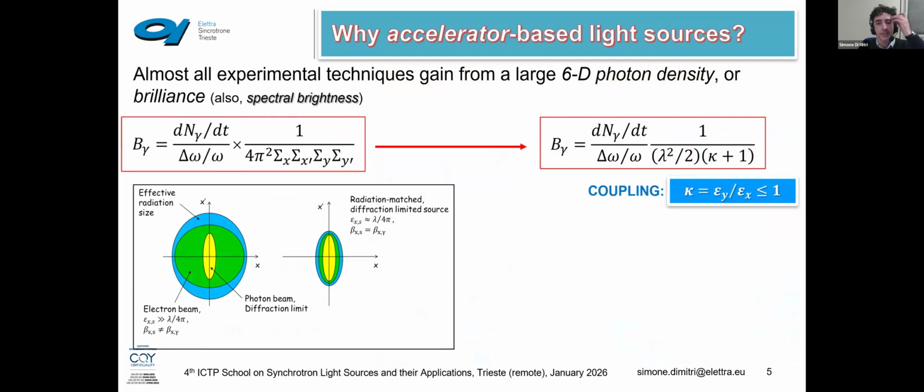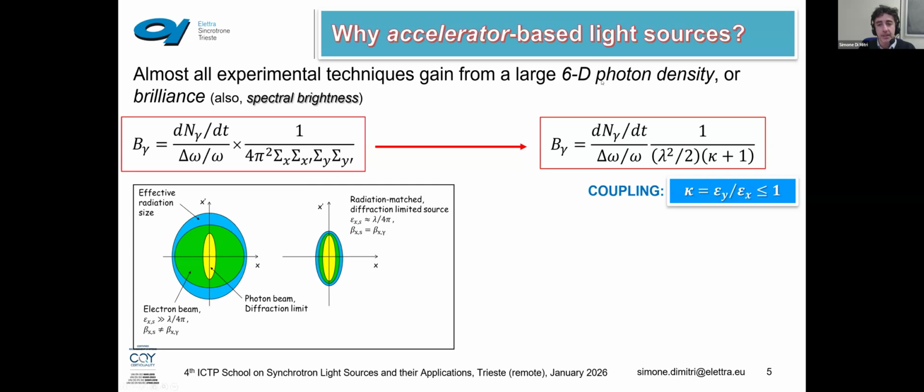Now, why accelerator-based light sources instead of maybe more compact objects to generate X-rays, like X-ray tubes? Well, the point is that basically almost all experimental techniques that I've listed before gain from a large six-dimensional photon density. In other words, you want a lot of photons in a small volume, and possibly on a small time scale, so on a small duration of the light pulse.